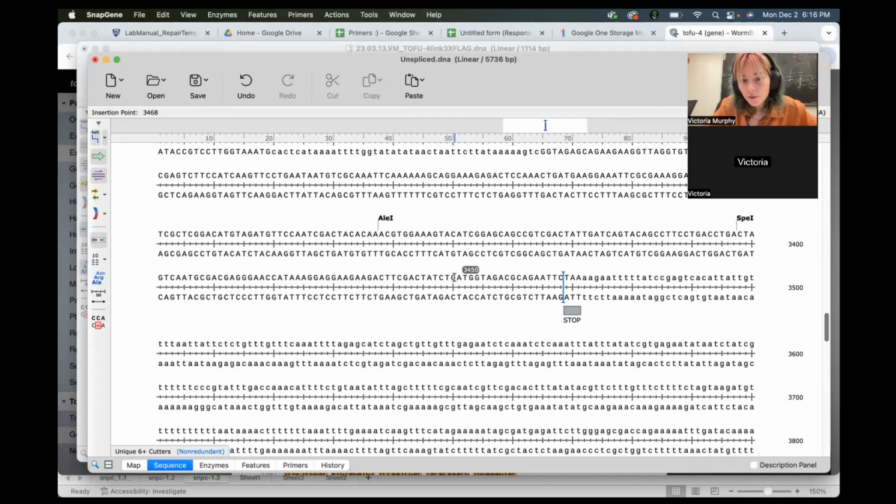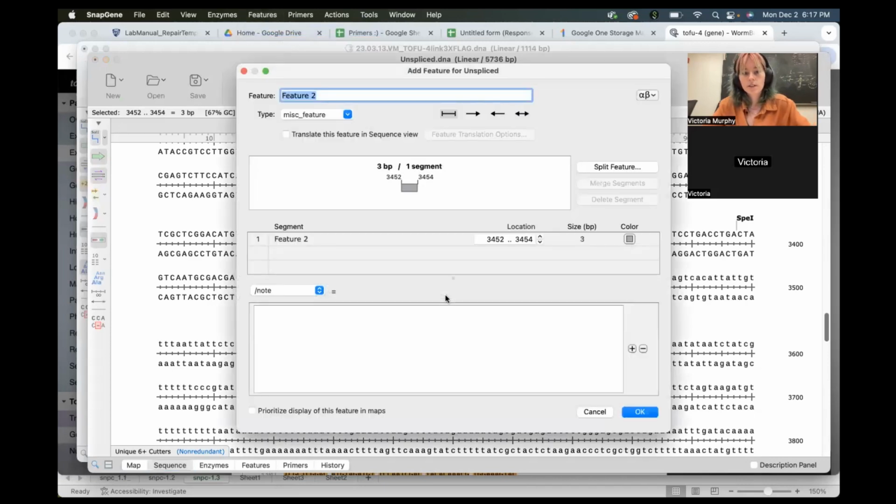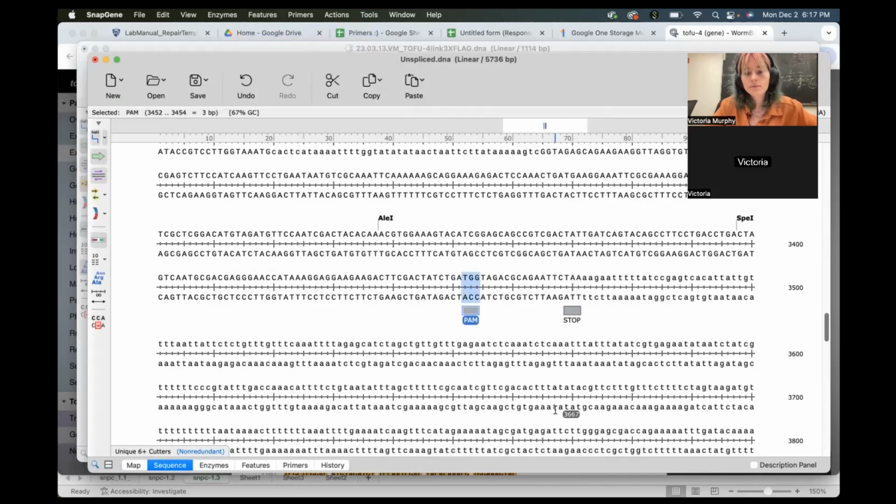It's not looking so good, but this is a PAM, so NGG. I'm gonna label this features. Let's make this a PAM. And this would induce a cut right here. So 3 nucleotides upstream of the NGG PAM.